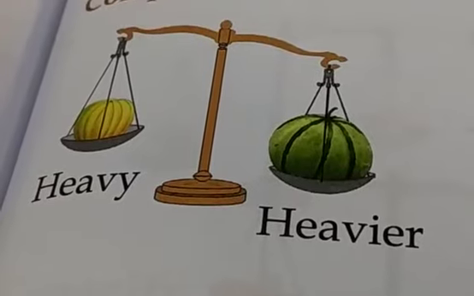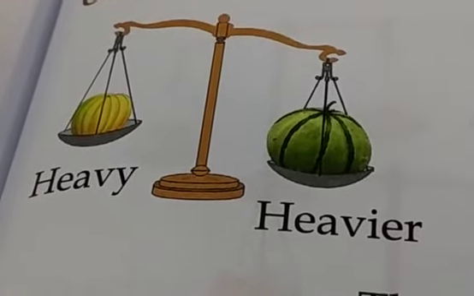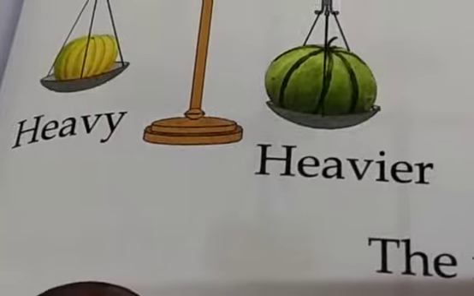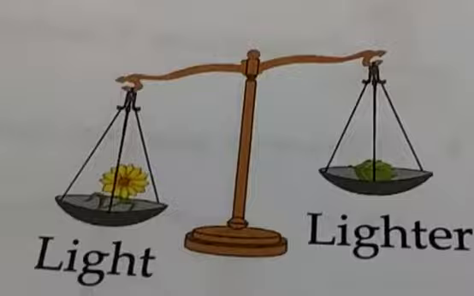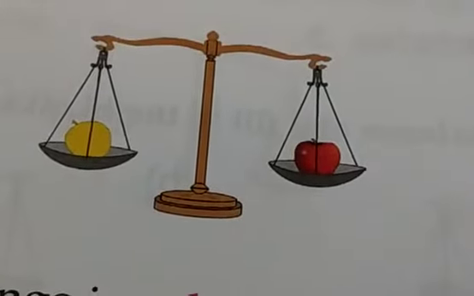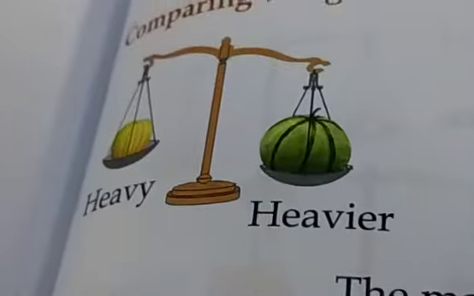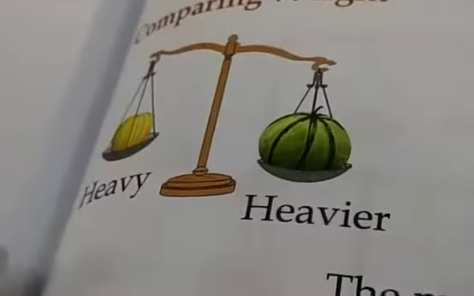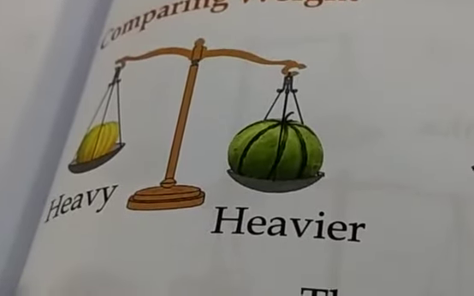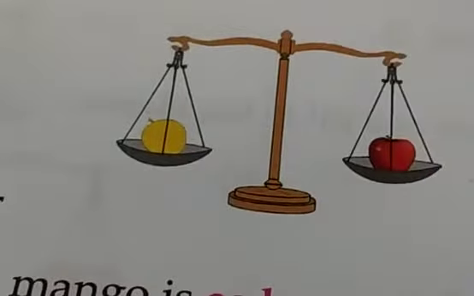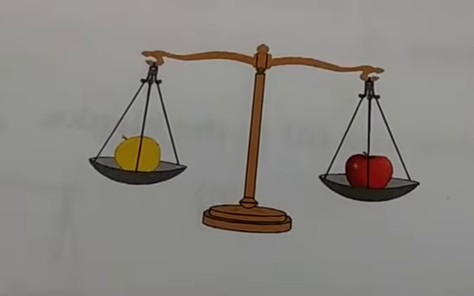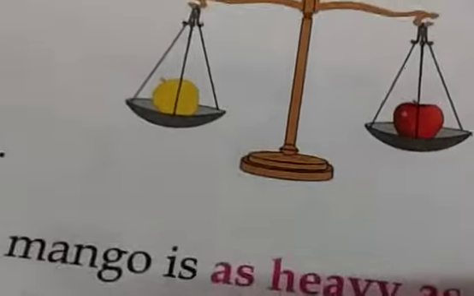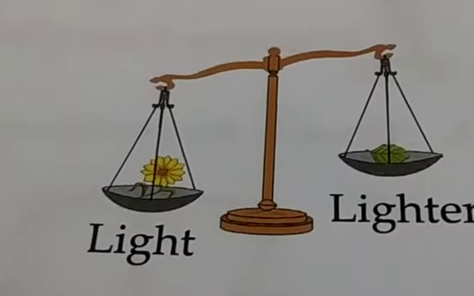How will we compare the weight? We are comparing the weight: heavy and heavier. Now here you can see the mango is as heavy as the apple. Okay, before that you see heavy, heavier. This is heavy and this is heavier than this pumpkin. Now equal. The mango is as heavy as the apple, so they have equal weight. Next is light and lighter.